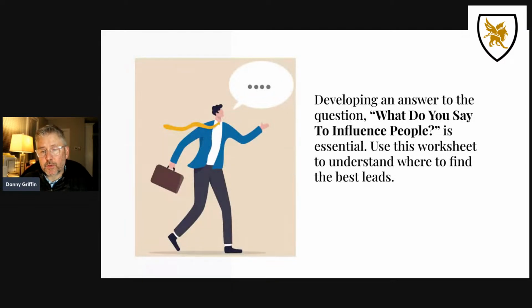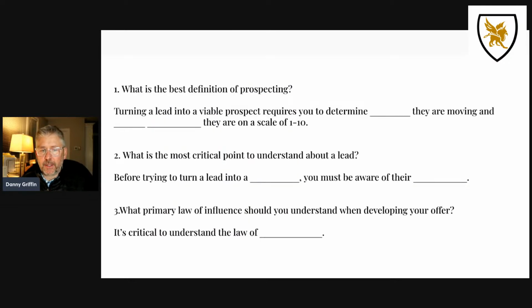And so we're going to go through this worksheet that you have to understand some of the basics of psychology and how it relates to making an offer verbally, writing too, copywriting, all this permeates, right? So we have to understand it. But let's start off with prospecting. I've touched on this a little bit tonight, but what is the best definition of prospecting? Because that's really what influencing people is leading to, prospecting.